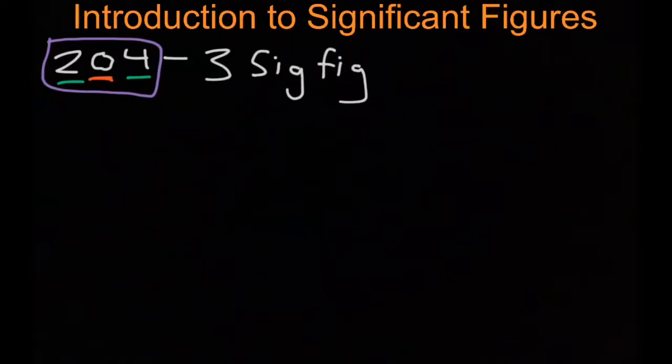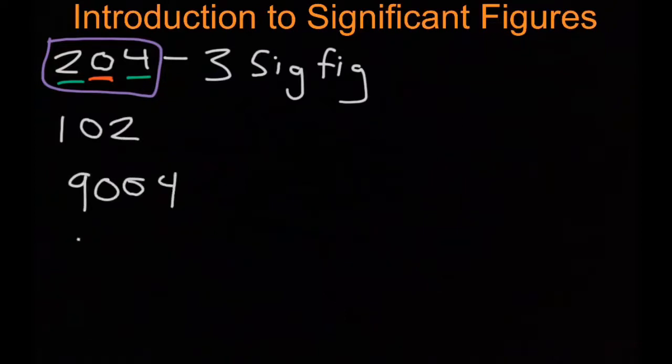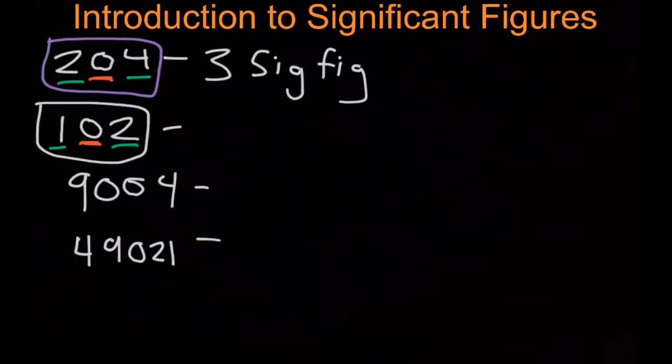So let's move on to 102, 9,004, and 49,021. So, how many significant figures would 102 have? So there's a zero in between the digits 1 and 2, which are non-zeros. Therefore, all of this is significant. So we have three significant figures in this one.